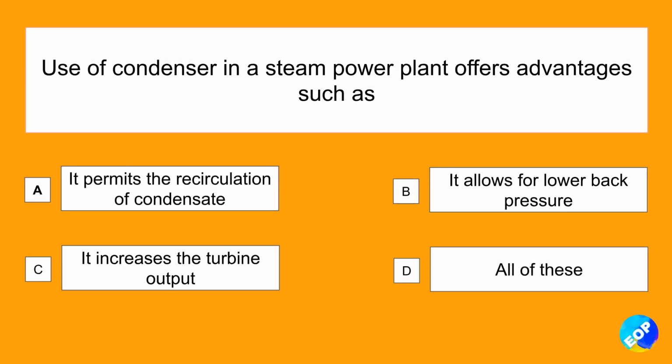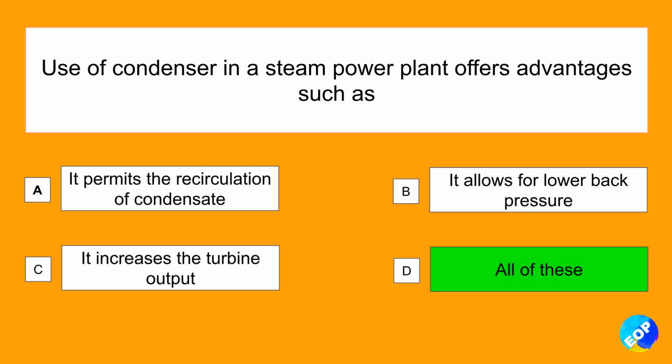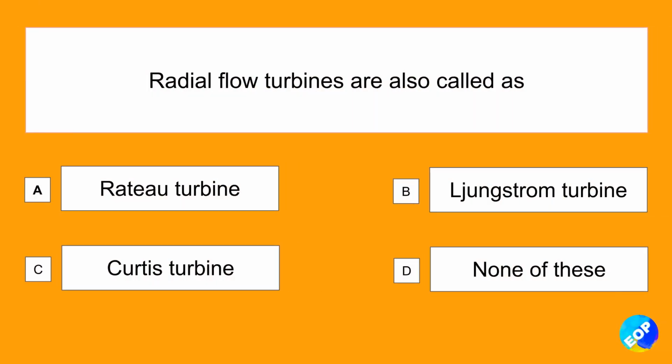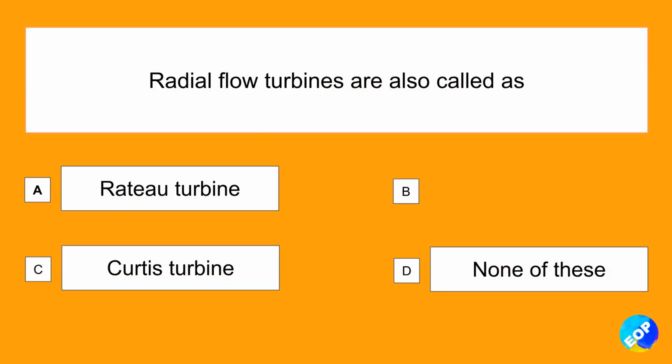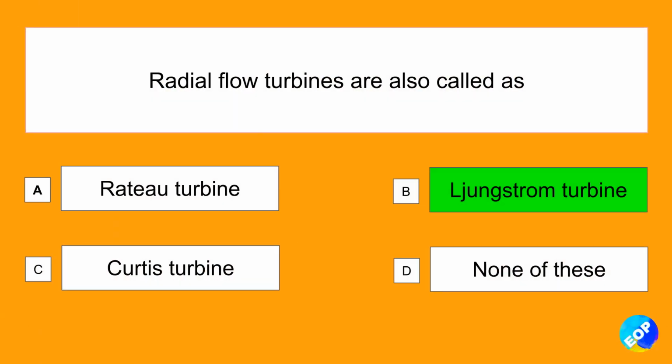Let's consider the next question. What are the advantages of using a condenser in a steam power plant? The use of a condenser offers all these advantages, including permitting the recirculation of condensate, allowing for lower back pressure, and increasing turbine output. Finally, we have this question. Radial flow turbines are also known by what name? Radial flow turbines are also referred to as Ljungström turbines.